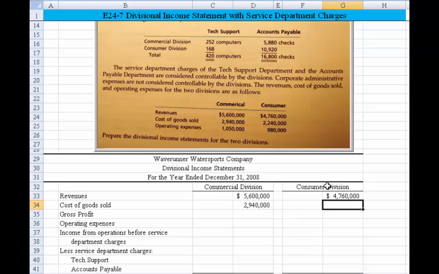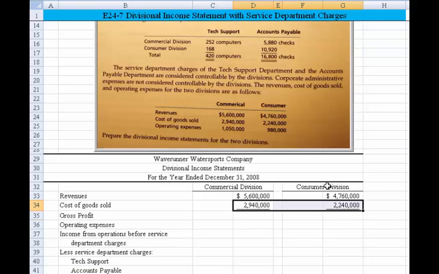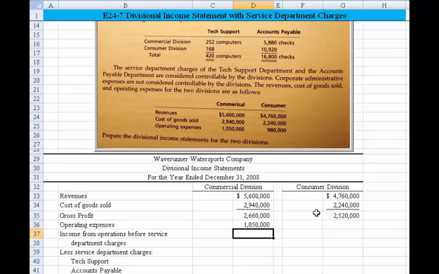Now I staged all of the lines we need ahead of time just so the demo doesn't take too much time for you to watch me type it in. Once we have that, we can compute gross profit. So I'll just underline that, take that cell less that cell, copy that, and we have the gross profit for both divisions. Next, we need to back off the operating expenses. Now, the operating expenses are the 1050 and the 980, again, just given in the table data above.